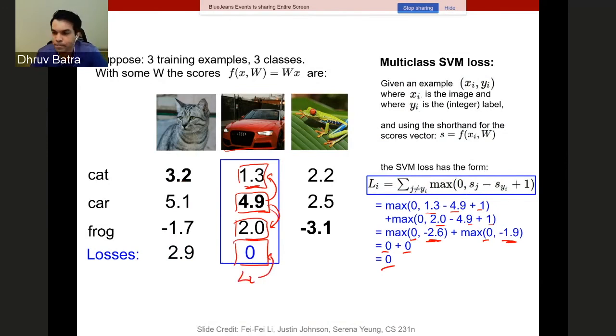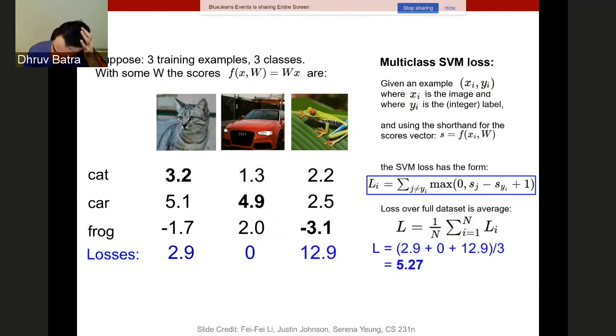Is the hinge loss graph the graph for the summation? Yes, that's the plot I showed. That's L sub i as a function of s sub y sub i. So the loss function can never have a negative value. Interesting question. Give it a slide. We'll come back to this.